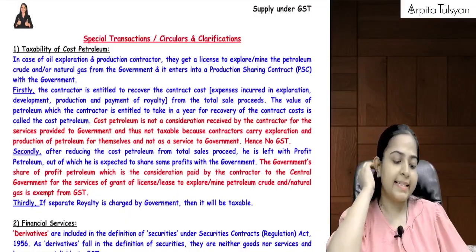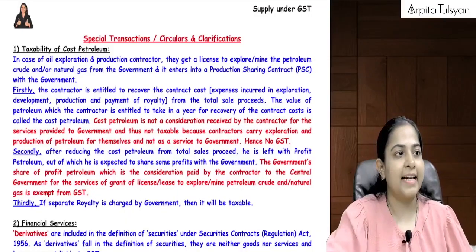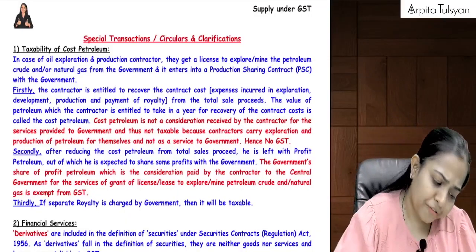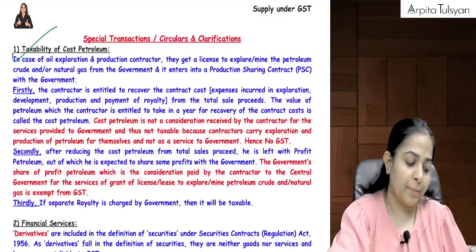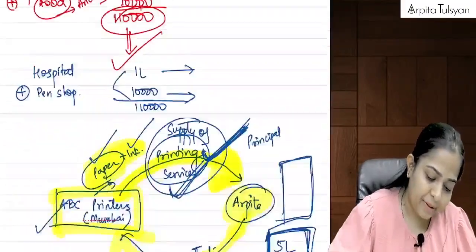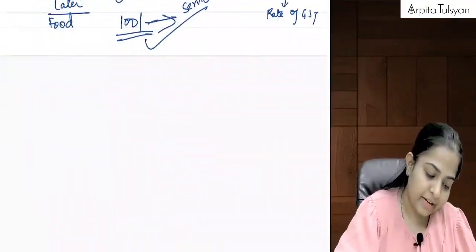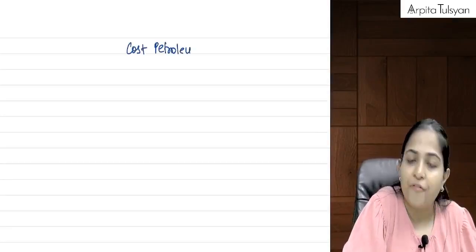So let's start with the circulars and the clarifications, everyone. The first one talks about the taxability of cost petroleum. It is a very nice concept, please try to understand it here, everyone. Cost petroleum and profit petroleum.